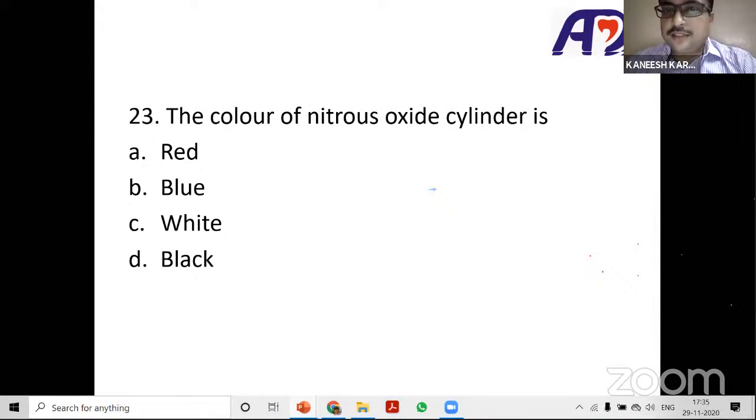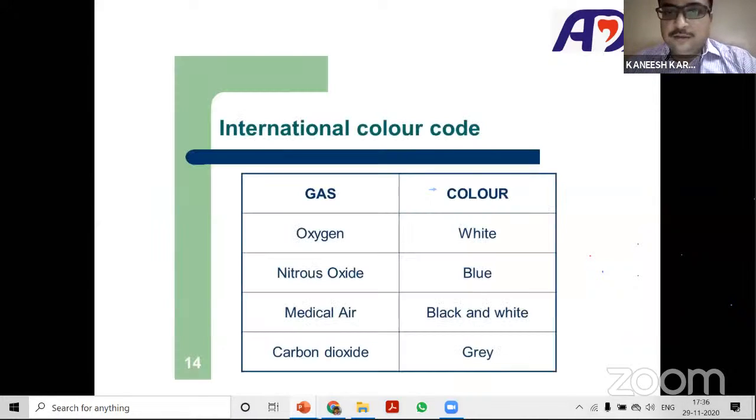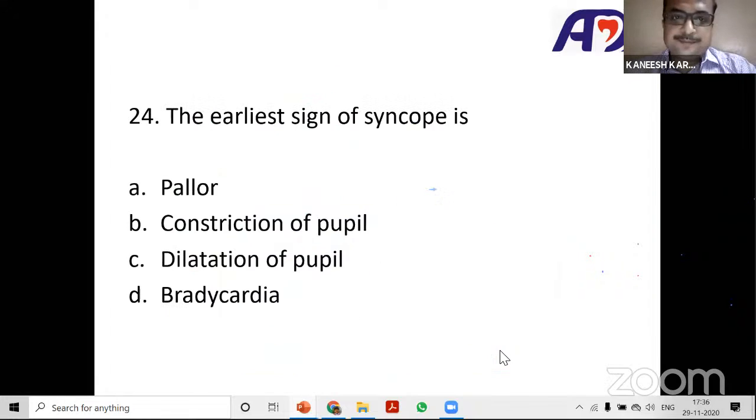Color of nitrous oxide cylinder. Yes, it is blue. Oxygen is white, that is the neck of the cylinder, they will paint it white. Nitrous oxide is blue. Medical air is black and white. Carbon dioxide is gray. The earliest sign of syncope is, yes, pallor.